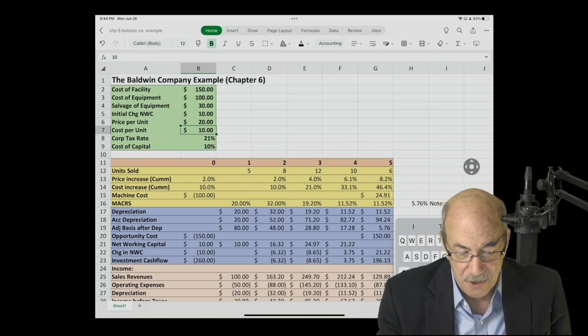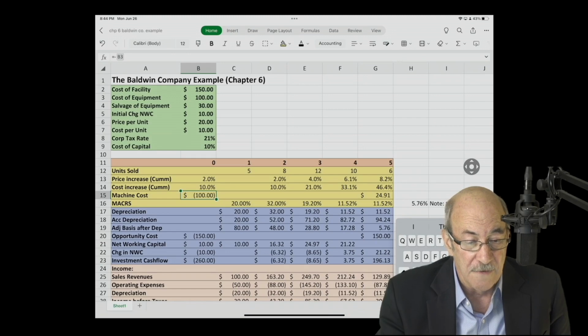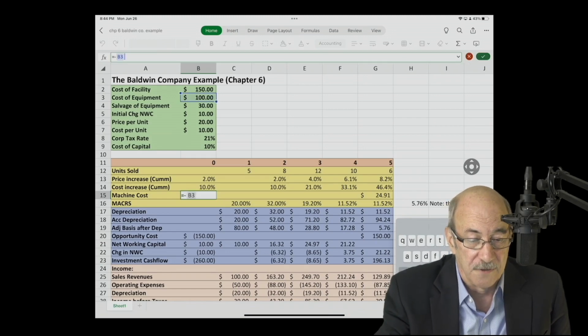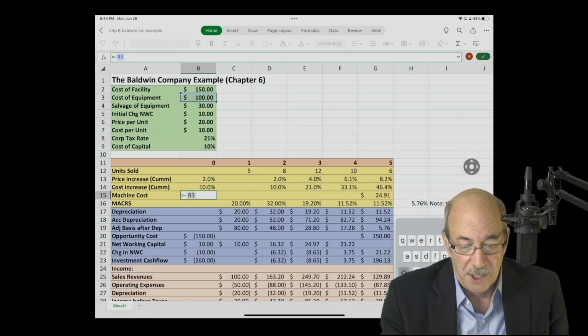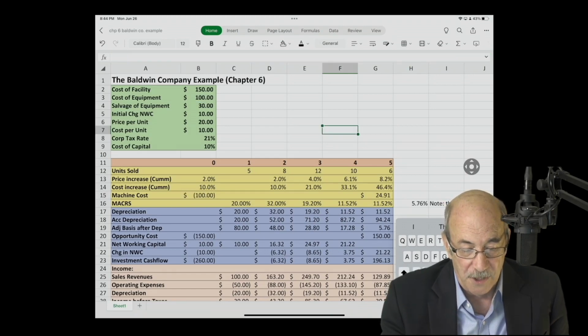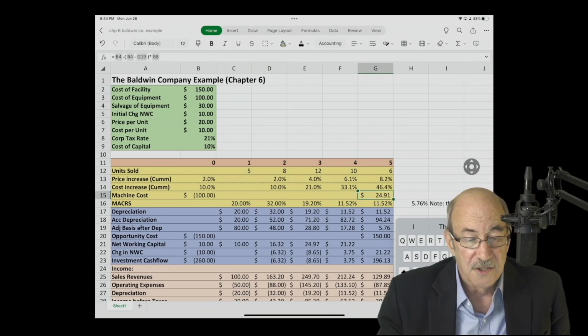Let's see here. Makers, I've just plugged that in. I've plugged in the machine cost. And again, even that is a cell reference. So I'm referencing that data up in the green. But I did want to bring it down there and keep it in this spot. I also did the salvage costs.